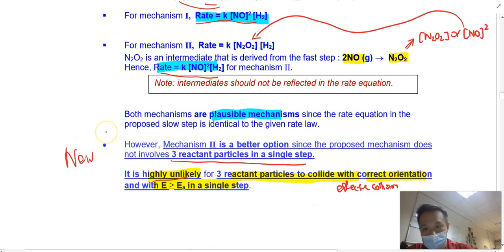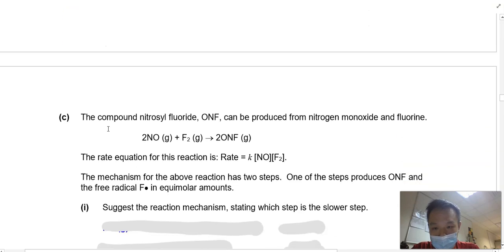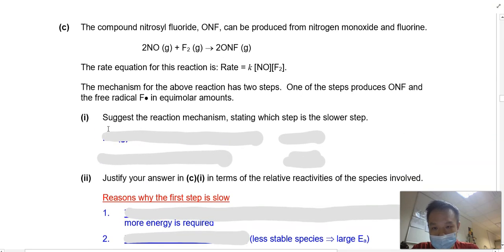You can pause the video now to take note of this learning point, and you can annotate in your lecture notes if you want to. Moving on to C. Now in C, you are given the rate equation, you are given some data here, and you're supposed to propose the mechanism. So in 5A, it's a simple trigger question to test on your elementary, non-elementary concept.